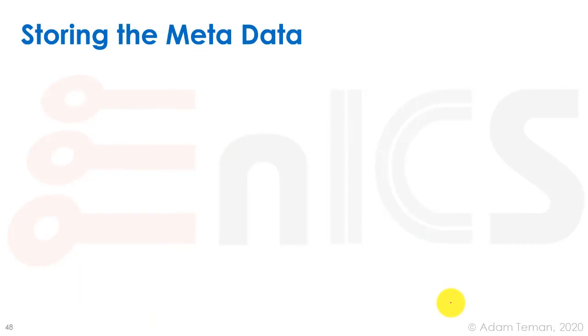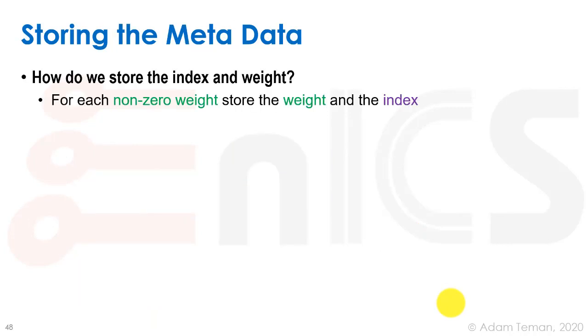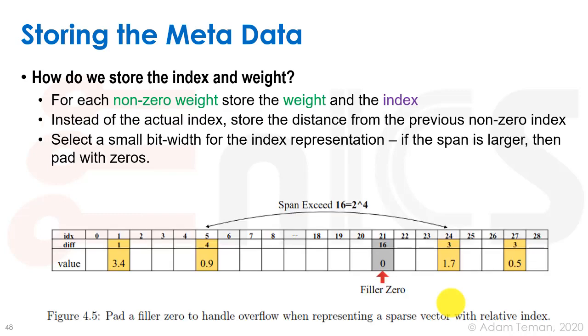So how do we store the metadata? Basically, as we said, we need to store an index and a weight for every non-zero weight. That can be kind of expensive, so we want to do some sort of compression, or some smart way to save these. So instead of the actual index, we're going to store the distance from the previous non-zero index. We'll select a small bit width for the index representation, and if the span is larger, then we'll pad with 0. So let's see how it works here.